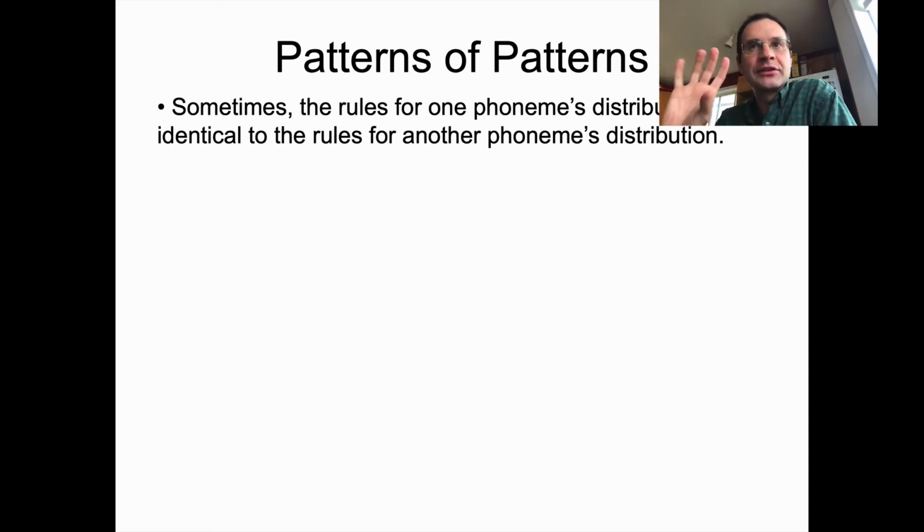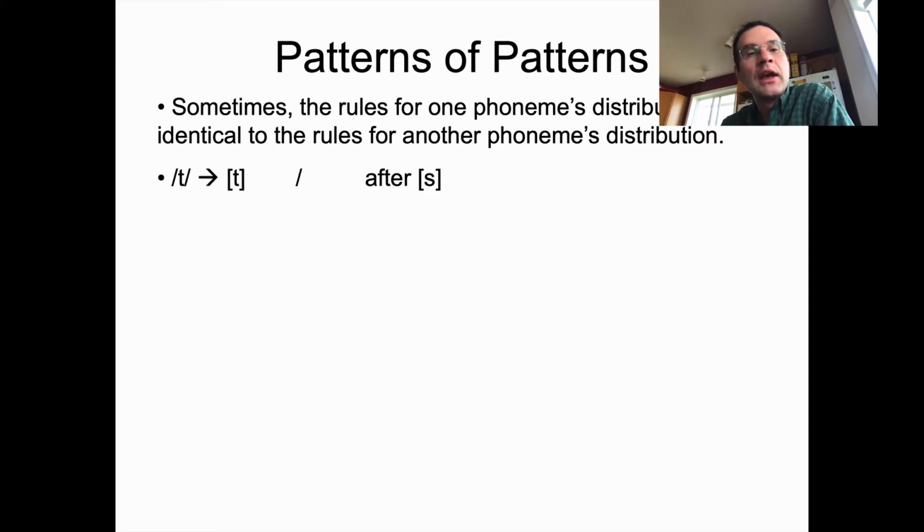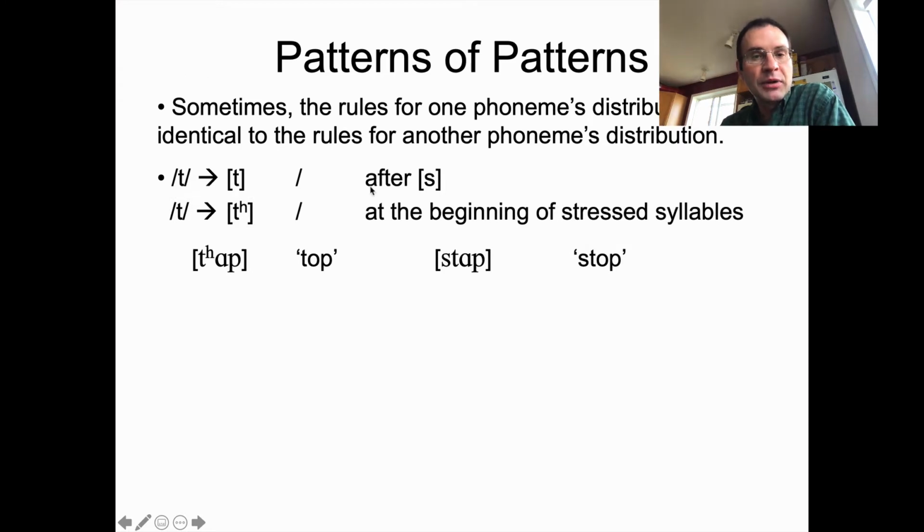We talk about this in terms of different distributions of phonemes or individual allophones of phonemes. So the rules sometimes for one phoneme's distribution can be identical to the rules for another phoneme's distribution, the rules being a way to describe the changes that the phonemes undergo in different phonetic environments. So we've noted that we have this allophone, or phoneme T, which becomes an unaspirated T after S, like in stop. But usually when it's at the beginning of a stressed syllable, or just an individual one-syllable word like top, it is an aspirated T.